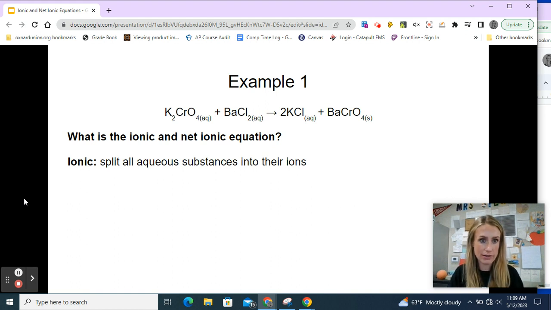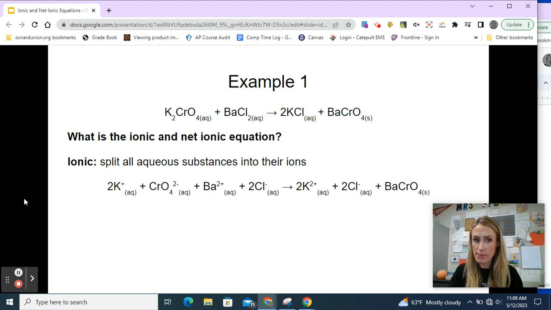up into their ions. Everything that's labeled with an aq, we split up into ions. So I split up that potassium chromate. Notice how the subscript on the potassium, that 2 right here, becomes a coefficient because I have two potassium ions. That's how you would read that. And then the chromate, I only have one of those, and I keep it together because it's a polyatomic ion. So I have CrO4 2-, that's the charge.